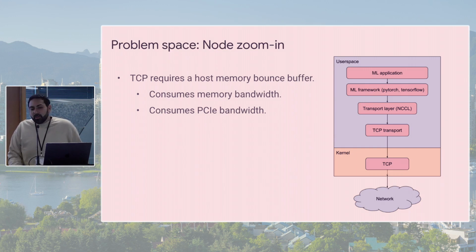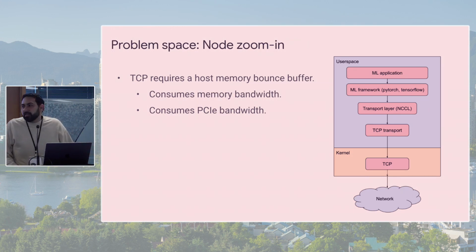Now, one big issue with the TCP-based transports is that they require a host bounce buffer. So the TCP stack typically doesn't interact directly with any kind of GPU memory. So any data that you really want to send or receive across the TCP, it needs to first be copied into a host memory bounce buffer. And there are a couple of big issues with that. The first one is it consumes memory bandwidth. And the second one is that it consumes PCIe bandwidth.